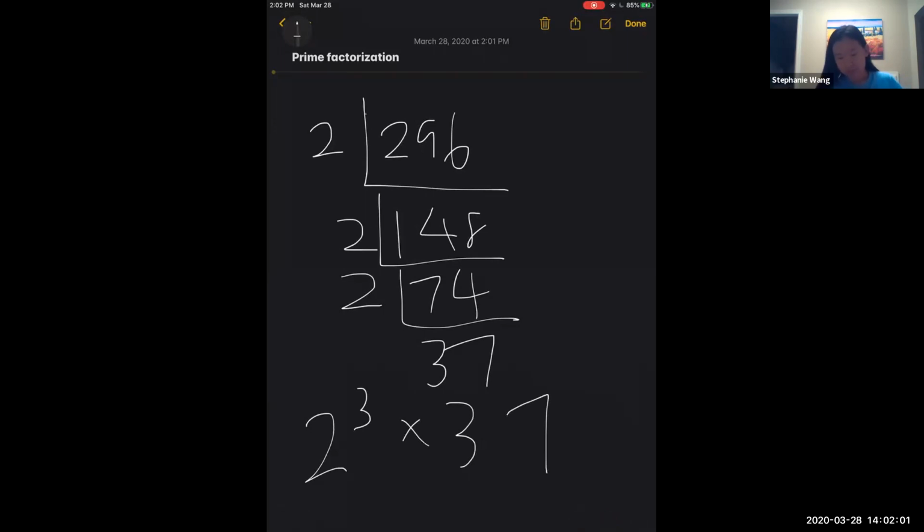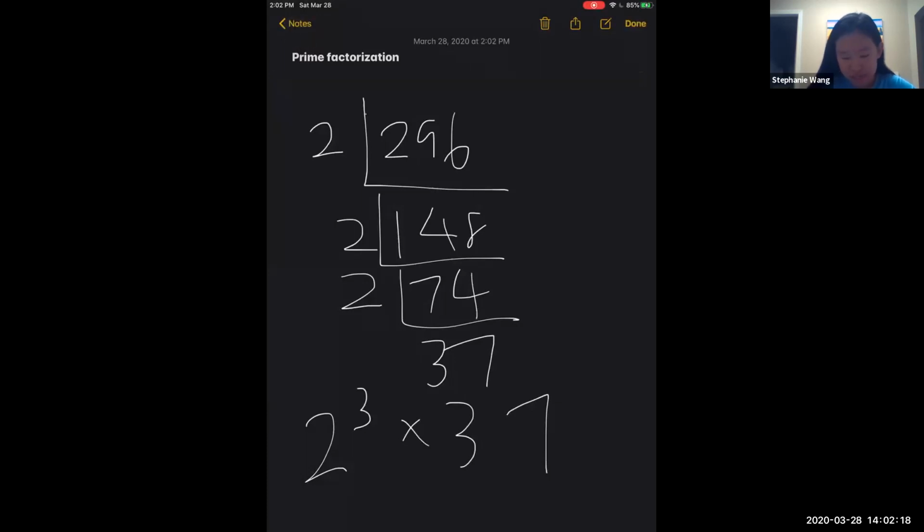In number theory problems, prime factorization is really important because in competition math, about 90% of the time when you see a number theory problem, you'll probably have to prime factorize the number in order to continue solving it.